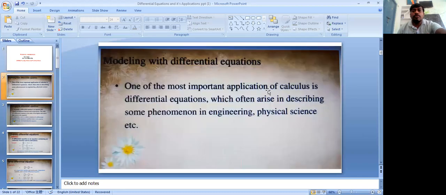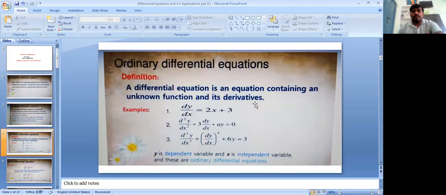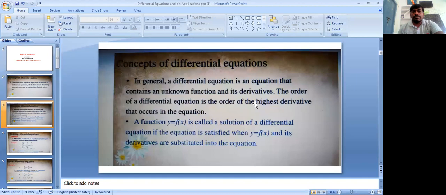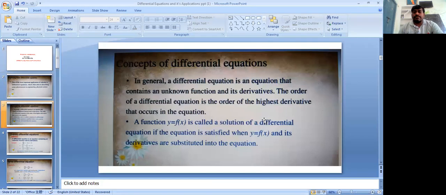Today, I am going to discuss differential equations and their applications. Modeling with differential equations: one of the most important applications of calculus is differential equations, which often arise in describing some phenomenon in engineering, physical sciences, etc.